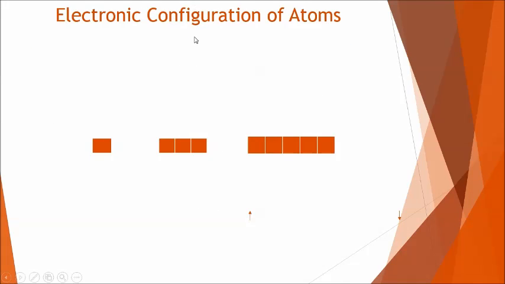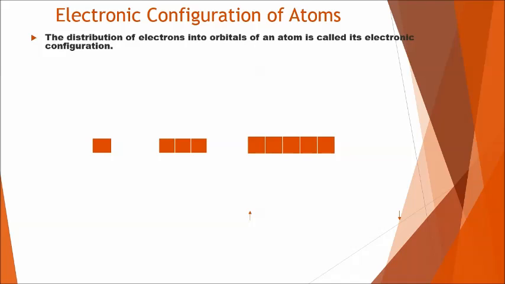Electronic configuration of atoms. How we can write the electronic configuration. In grade 10 we have learned how to write it according to the orbits or according to the shells. We wrote 2, 8, 18. Like that it goes on. Right? But right now we have a different way to represent the electronic configuration in terms of orbitals. The distribution of electrons into orbitals of an atom is called its electronic configuration.